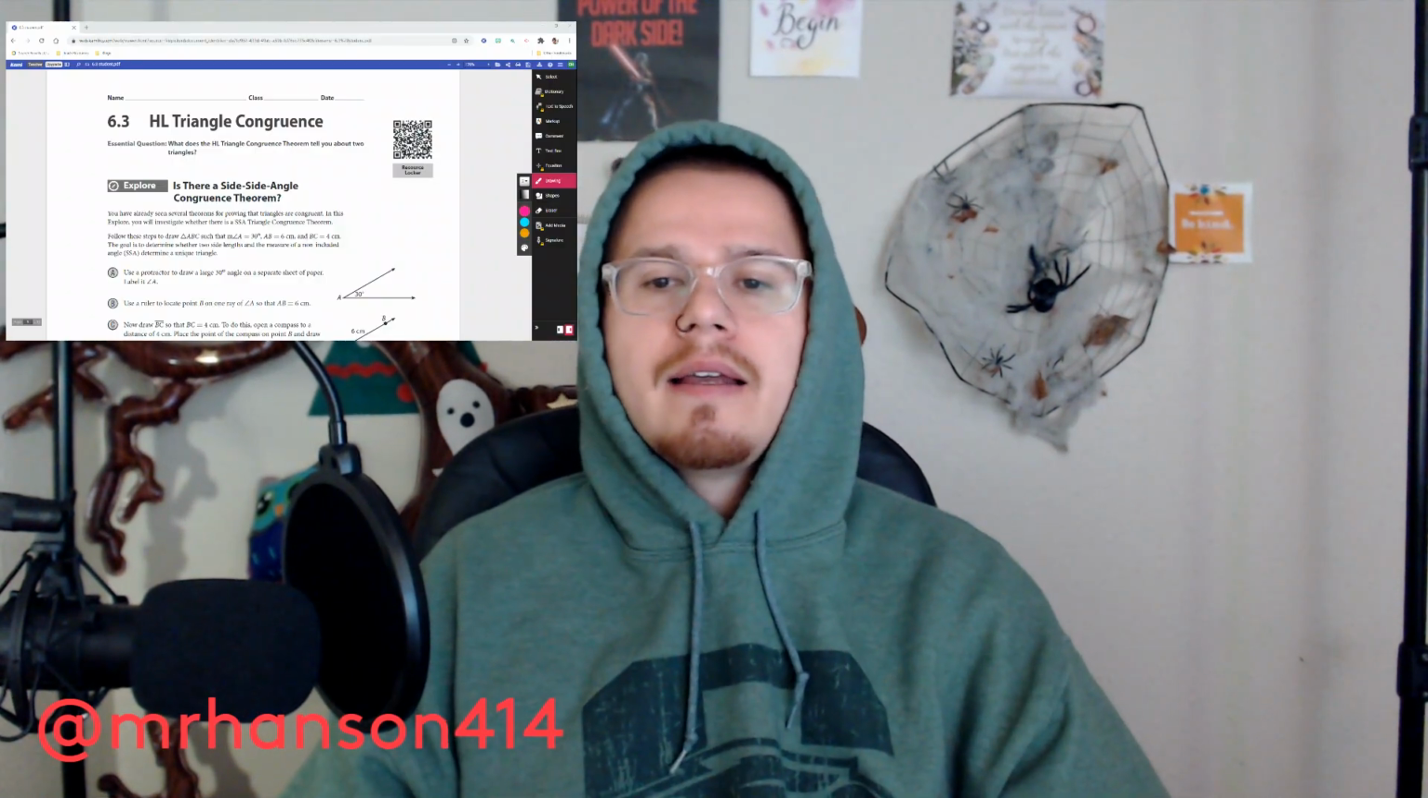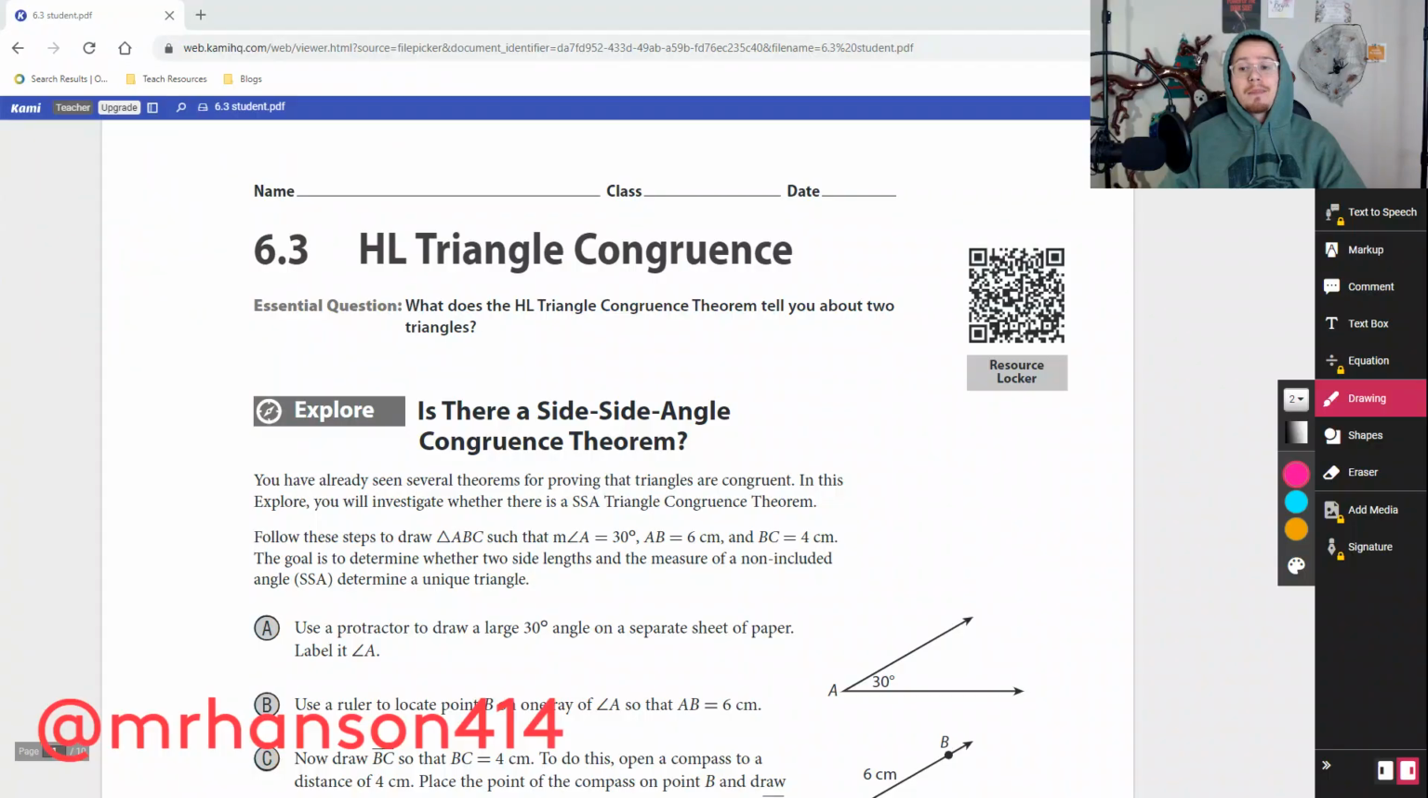So today, 6.3 HL, triangle congruence, HL. HL represents hypotenuse leg. It makes me think of the stanky leg. Don't ask me why, if you even know what that is.